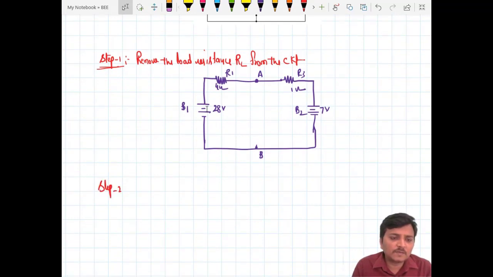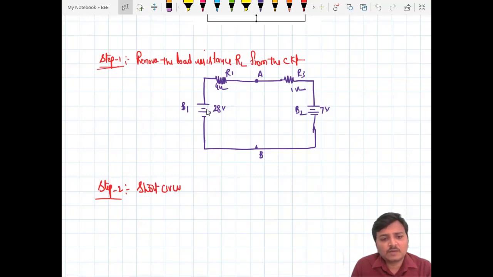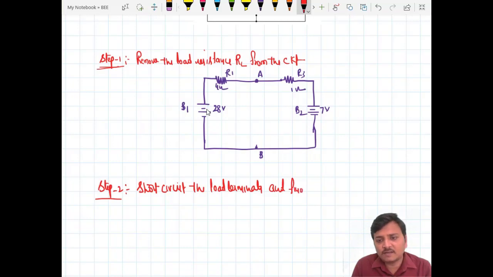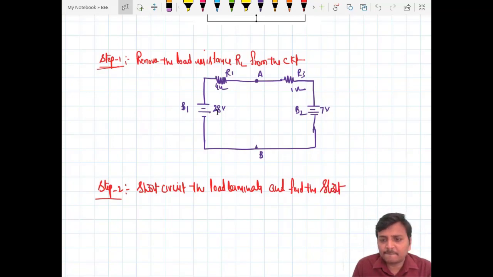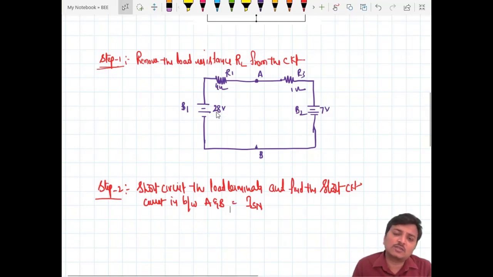Now we'll go to step 2. Short circuit the load terminals, and find the short circuit current in between A and B, and we'll call that ISN, short circuit Norton's equivalent current. That value is the short circuit Norton equivalent current.